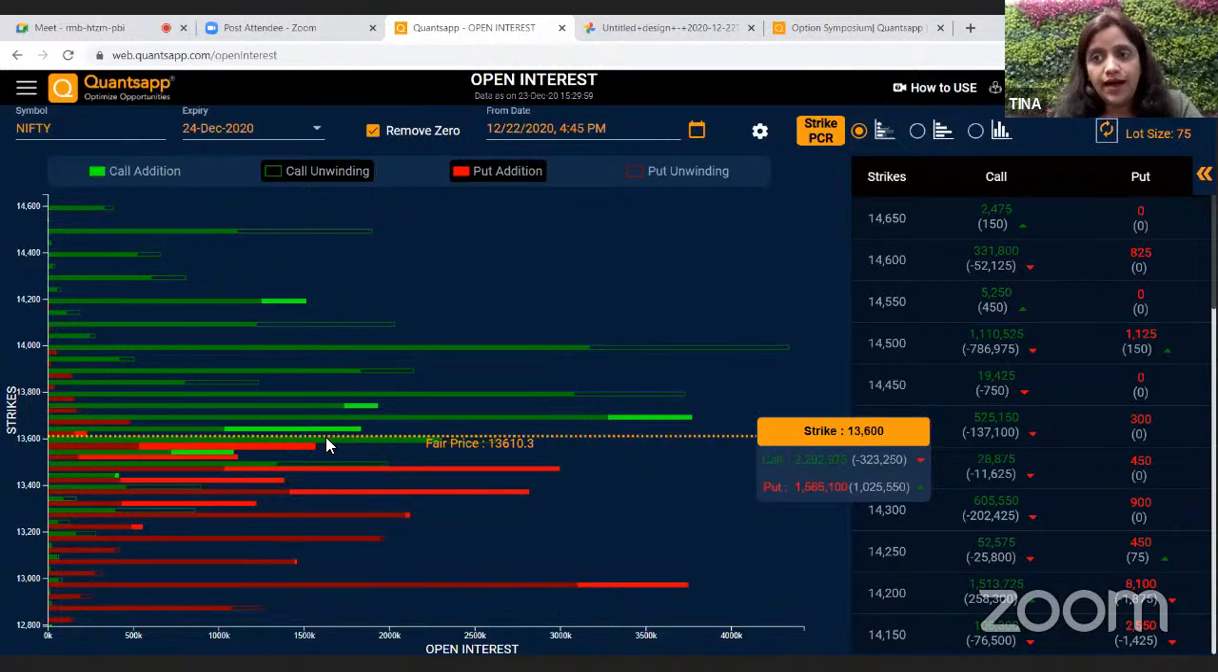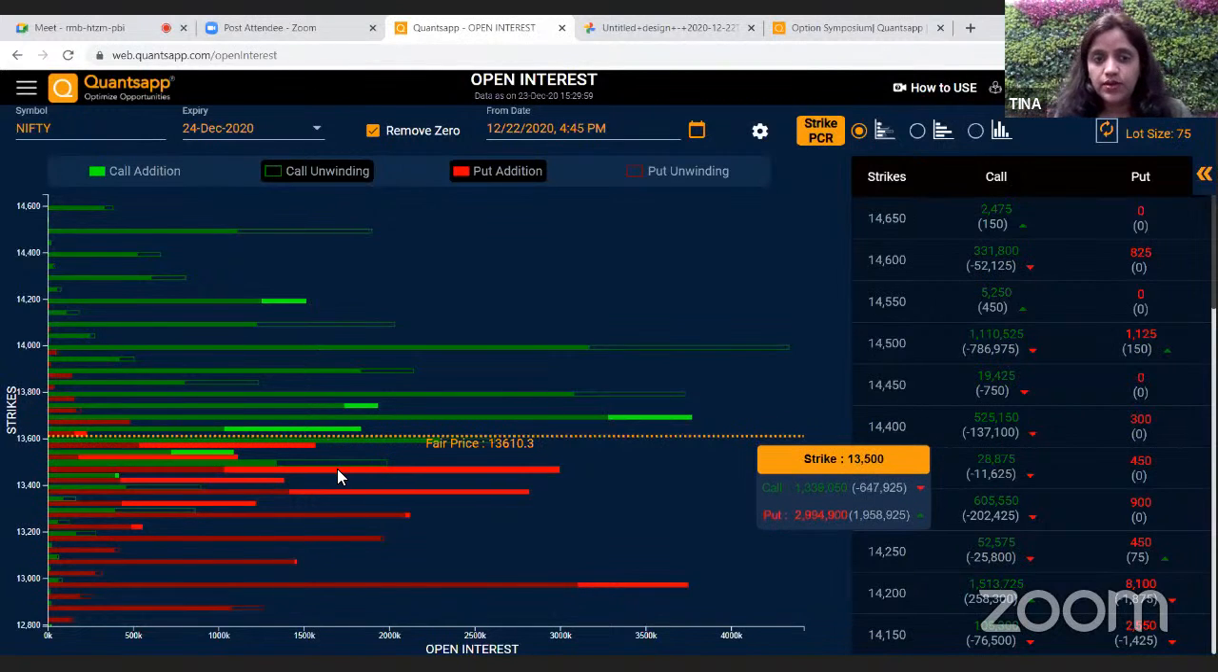Still, it is not higher than the call. So that means the resistance is still provided by the call writers. Once you see that the put OI outpaces the call OI, that means the support is getting stronger and stronger. When you see that the call OI is outpacing the put OI, that means the resistance is stronger. So here you are actually looking at the magnitude. That becomes very, very important when you are trading, because what is the size which we are dealing with?